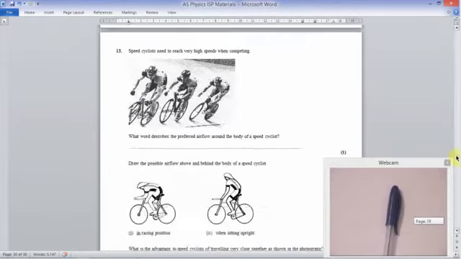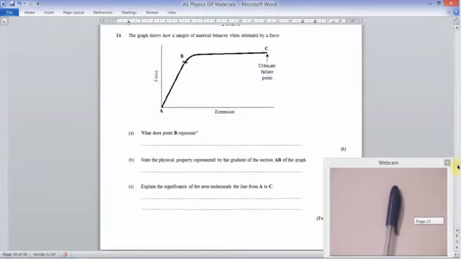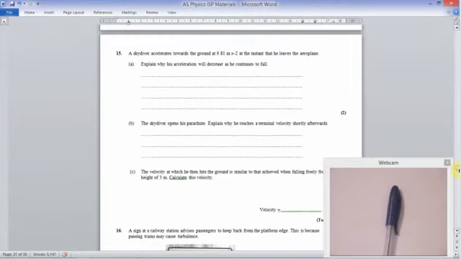Question 15. Here we go. A skydiver accelerates towards the ground at 9.81 meters per second squared, sorry about that not being in superscript like it should be, at the instant he leaves the airplane.